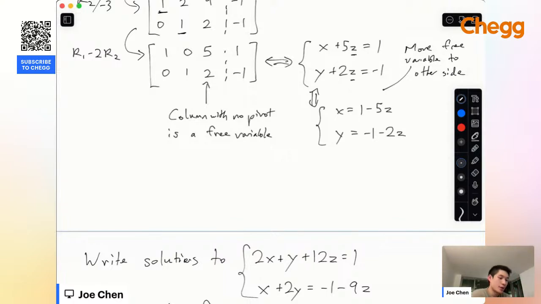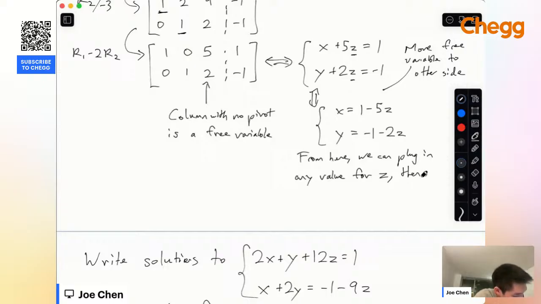And now what this solution means is I can pick any value for z, say 7 or 13, anything I want, 25. I plug in that value for z, and I can solve for x and y, and this gives me a solution to my original equation. So let me write that down. From here, we can plug in any value for z, then solve for x and y.